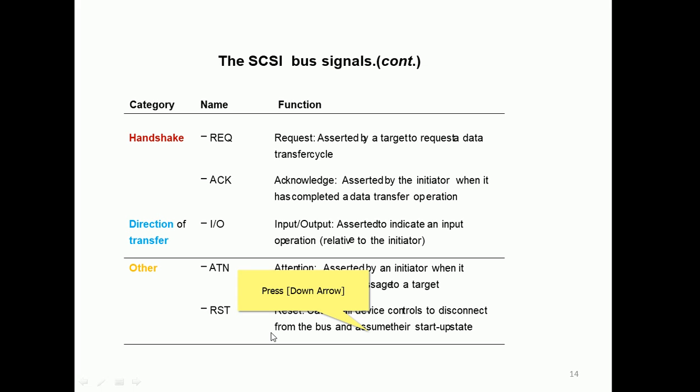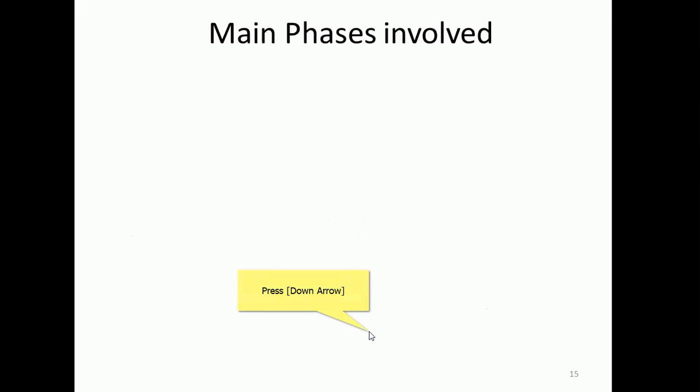The direction of the data, as we have seen with the DDR, the data direction register, indicates whether the transfer is from processor to IO or from IO to processor. There is ATN, attention, asserted by the initiator when it wishes to send a message. RST, that is reset, causes all device controllers to disconnect from the bus, and sometimes start up again also.